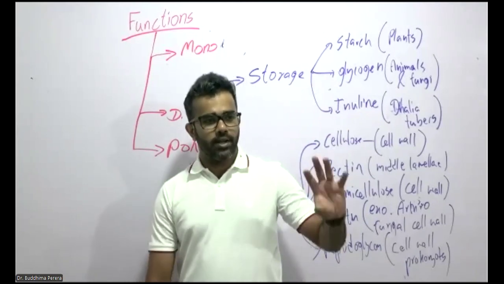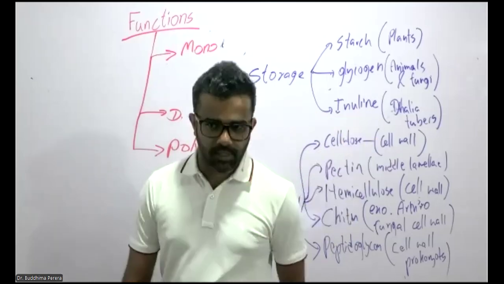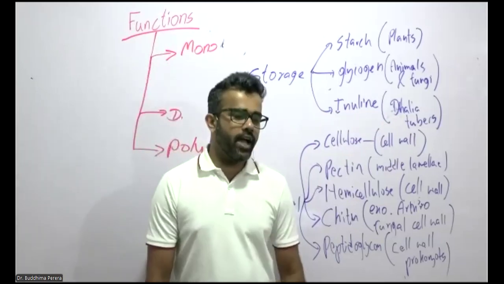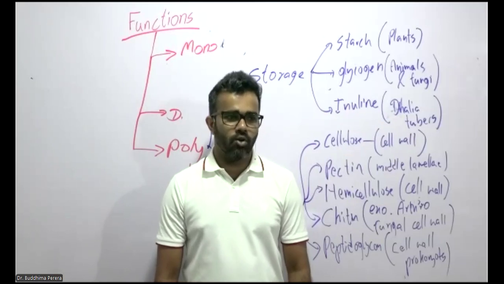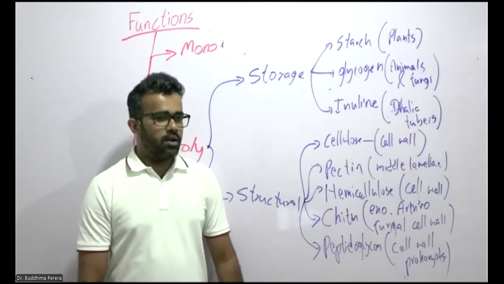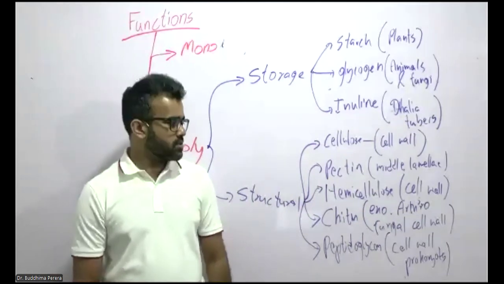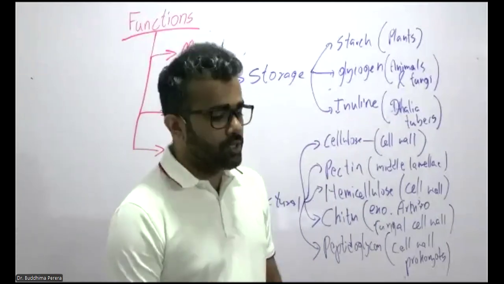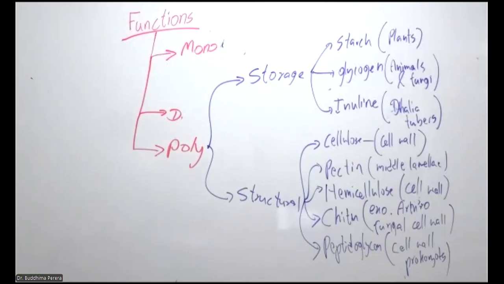Okay. Prokaryotes don't have an organized nucleus. Examples are bacteria and archaea. All the bacteria, all the archaea, all the cyanobacteria are prokaryotes. Eukaryotes are protists, fungi, plants and animals. Right. These are the functions of polysaccharides that you have to keep in mind. Okay.